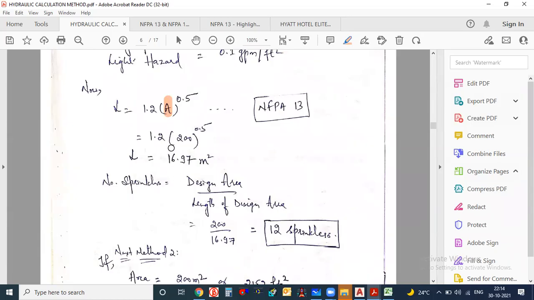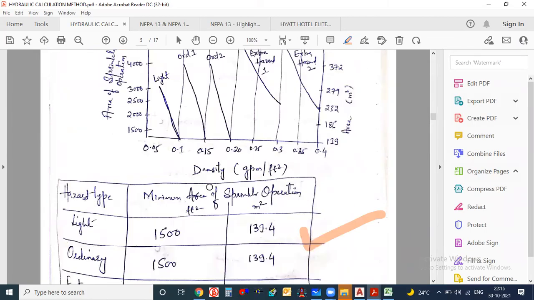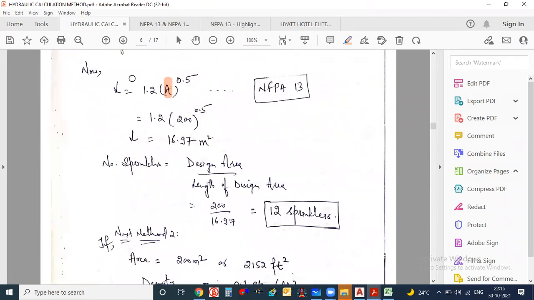How to find the number of sprinklers? Just divide the design area by the length of the design area. So you have to divide 200 by 16.97. You will get 12 sprinklers. This is one of the methods given in NFPA 13, this density area method.